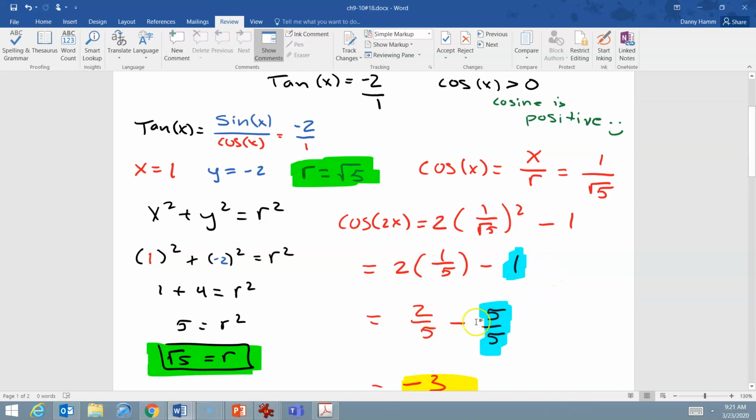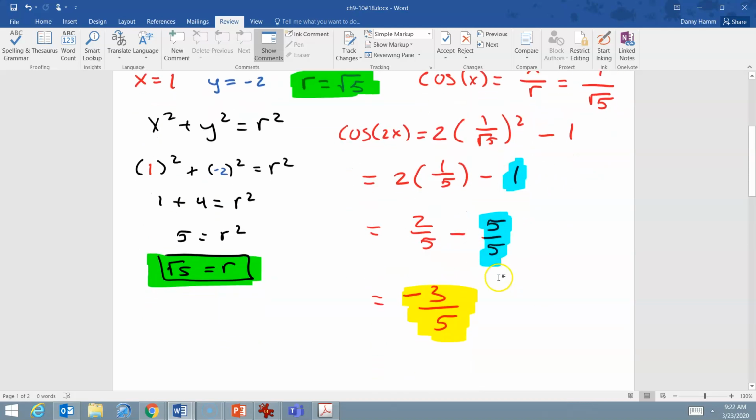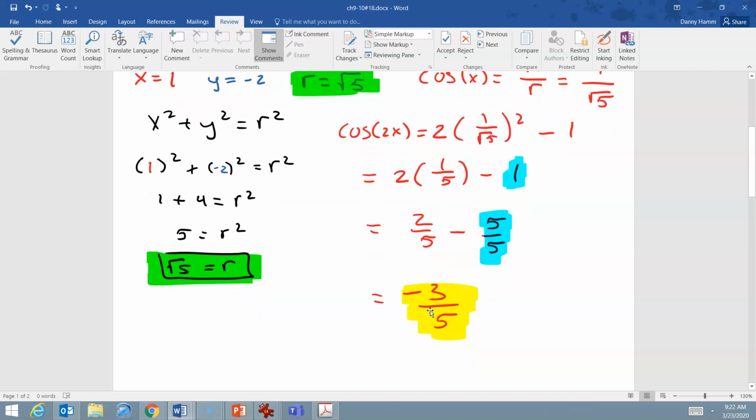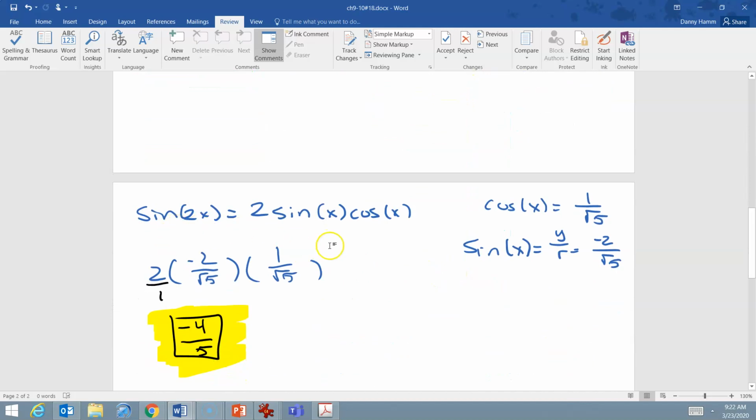And then since we are subtracting fractions, we have to have a common denominator. So we can change our 1 into 5 over 5. And when we subtract that, we get negative 3/5. Booyah! Then looking at the next part of this, where we're finding sine of 2x.